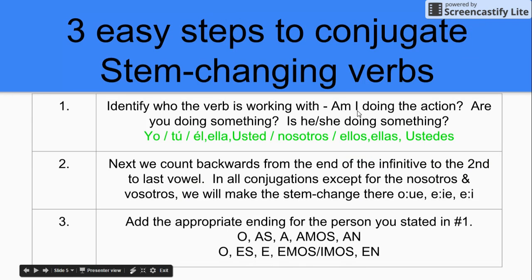It's okay. So 3 easy steps to conjugating stem changing verbs. First, as always, identify who the verb is working with. Is it the yo, tú, él, usted, whatever pronoun you're going to be working with. Next, count backwards from the end of the infinitive to the second to last vowel. In all conjugations except for the nosotros and vosotros, we'll make the stem change there. So that's where the O will become a UE, the E an IE, or E to I, respectively, according to the infinitive. And lastly, we need to add the appropriate endings, as we always have for present tense verbs, o, as, a, amos, an for AR verbs, o, es, e, amos or imos, and then n for ER and IR verbs.